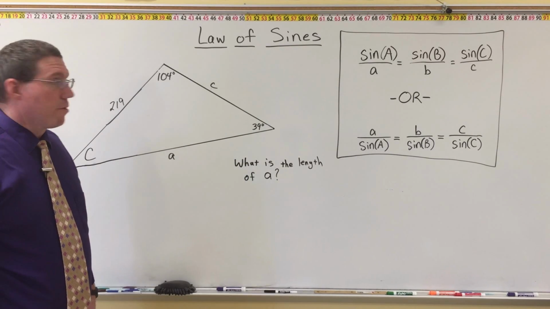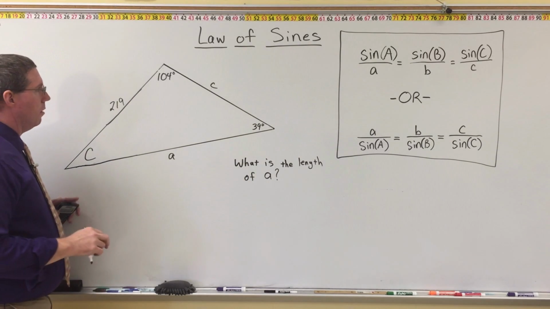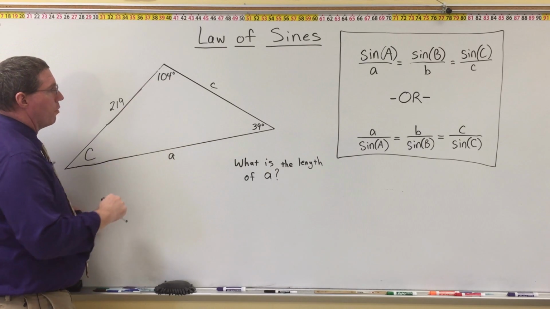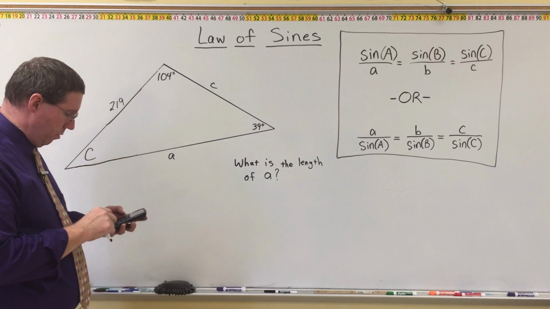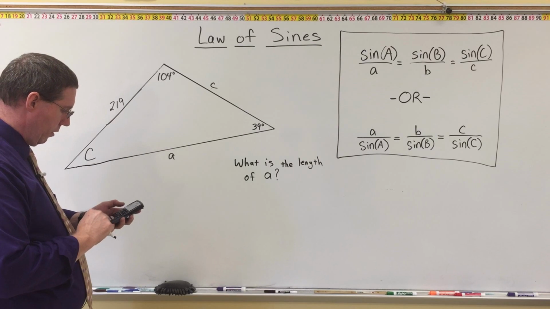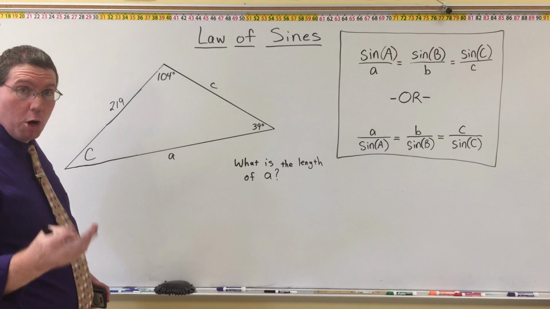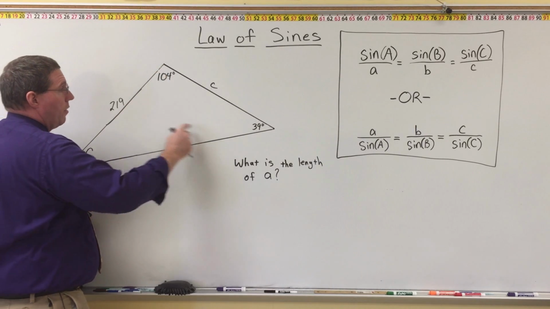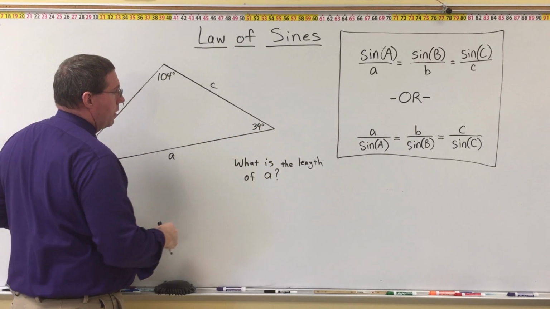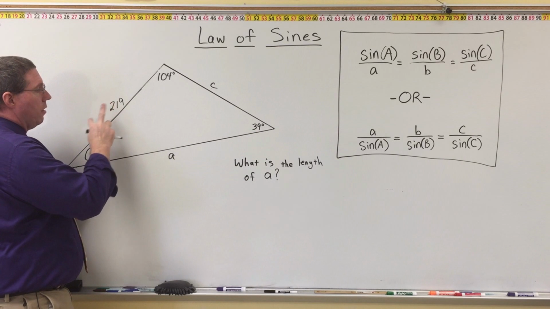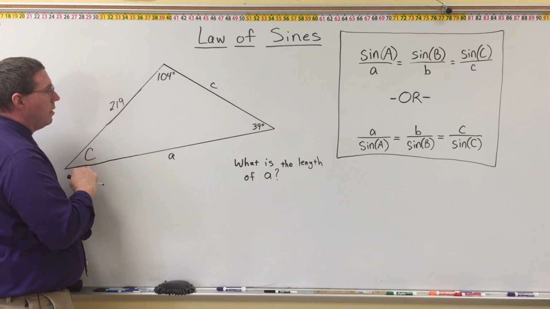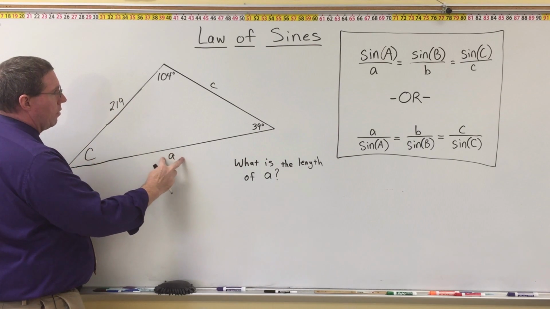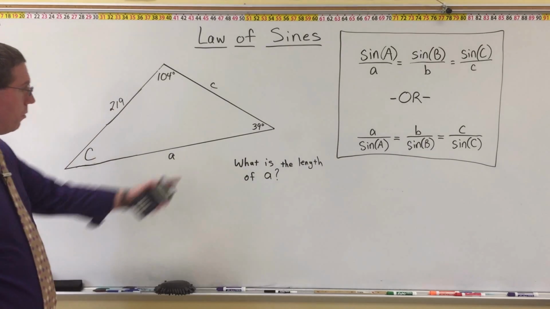All right, so we've got this triangle here. We've got angle A is 104 degrees, so we want to be in degree mode. So I'm going to hit the DRG button here, move over to degrees. You can go into your mode button and change to degrees from radians if you have to. Then angle B is 39 degrees. The length of side B is 219, and we want to know the length of side A. Okay, it says what is the length of A?